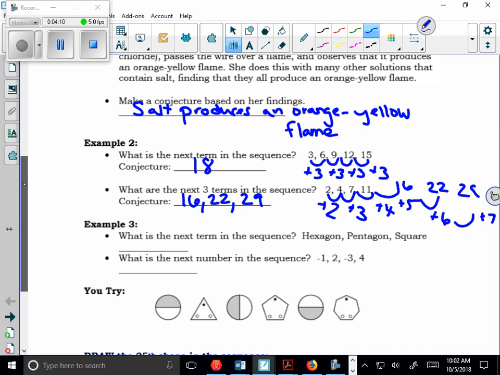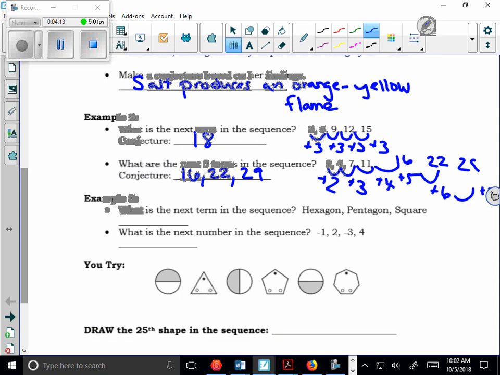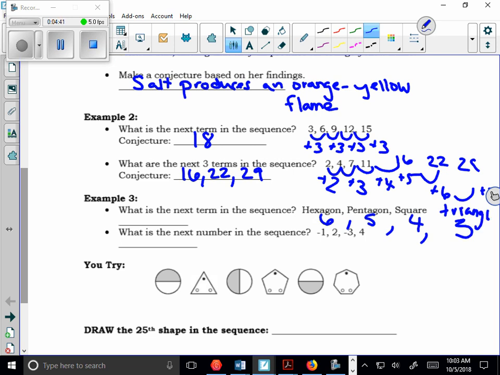Oops, didn't lock my screen. It'll be okay. Okay, next example: what's the next term in the sequence? They give me a hexagon, pentagon, and square. Let's think about what I know about those 3 things. A hexagon has 6 sides. A pentagon has 5 sides. A square has 4 sides. My mind's immediately going to, okay, I'm going down by a side with each of these. The next term in my sequence is going to be a 3-sided figure, which I know is a triangle. My conjecture is triangle. That's going to be my next term in this sequence.